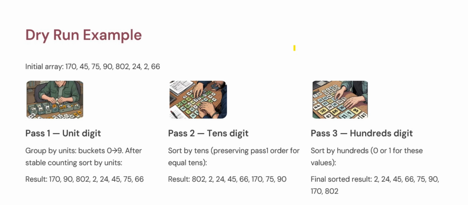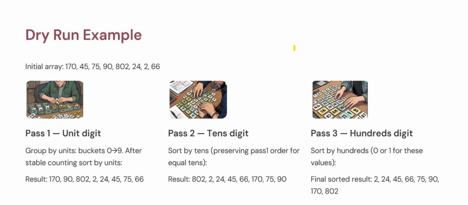countSort. This is the most important function. It takes 3 parameters: the array, size n, and the current place value. It creates an output array and a count array of size 10, one for each digit 0 to 9. The first loop counts how many numbers have each digit at the current place using array[i] divided by place mod 10. The second loop converts counts to cumulative counts. This gives us the exact position of each element.